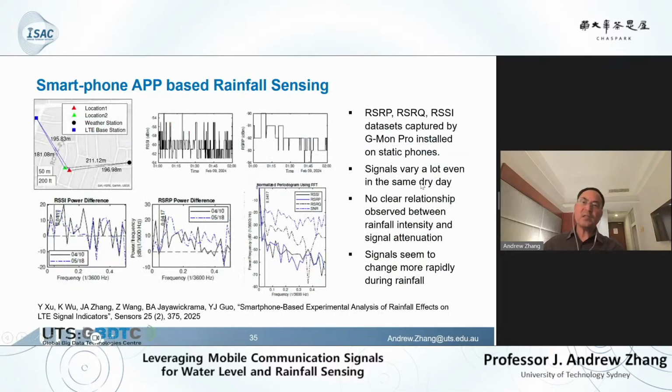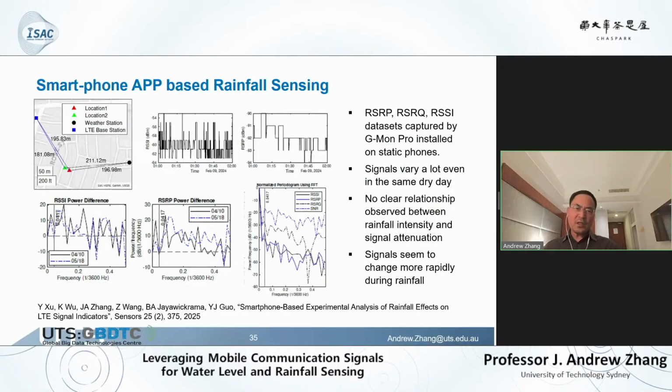When we started working on this project, we tried mobile phone-based sensing. So we used a similar smartphone app, captured the various power metrics, and we compared the data sets collected in various weather conditions: without rain, slight rain, heavy rain. We tried to find whether there's a connection between the captured power metrics and the rainfall intensity.